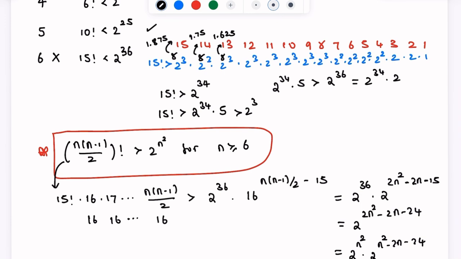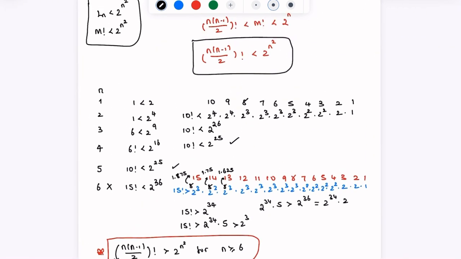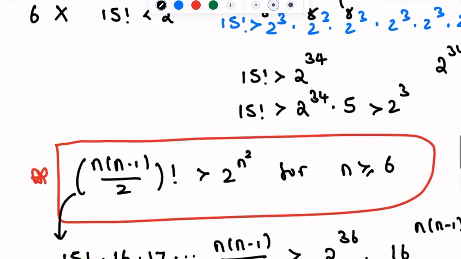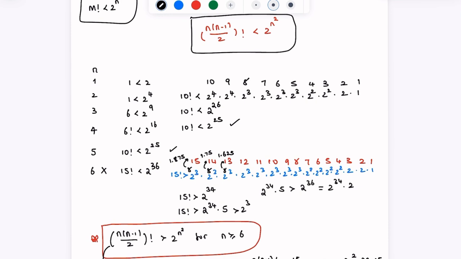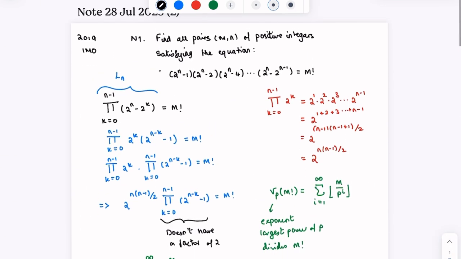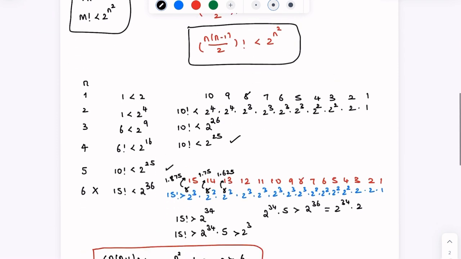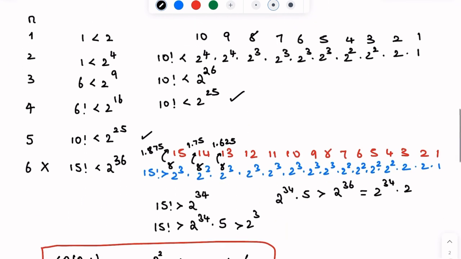Now, this actually violates our inequality from before. If I scroll a bit up, you can see on the top here we have that n times n minus 1 over 2 factorial is less than 2 to the power of n squared. But then in the bottom here, it's greater than 2 to the power of n squared. What this means is that this whole equation that we have here is only valid for values of n from 1 to 5. It's completely invalid for values of n greater than or equal to 6 because of this violation of this inequality.